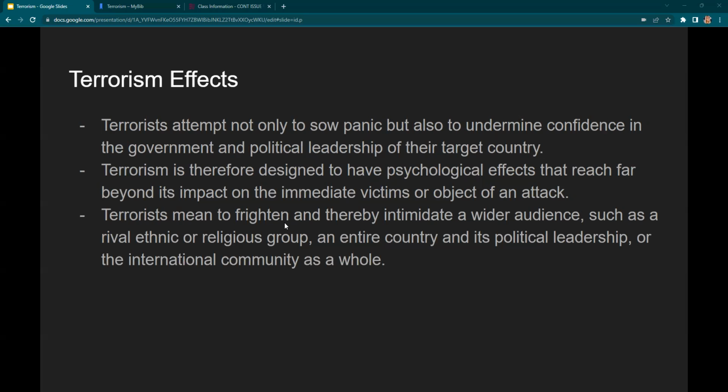Terrorists mean to frighten and thereby intimidate a wider audience, such as rival ethnic groups or religious groups, an entire country and its political leadership, or international community as a whole.